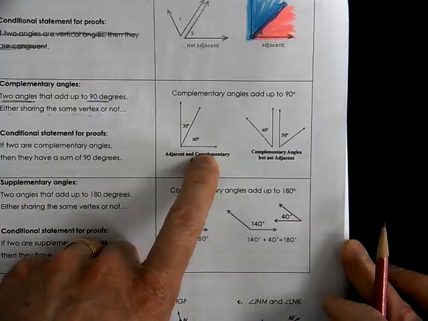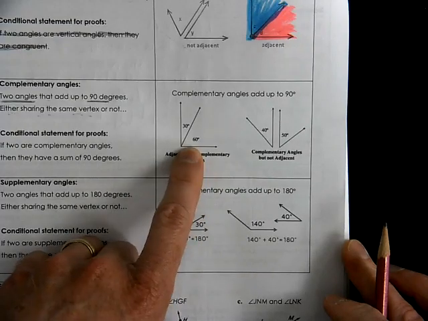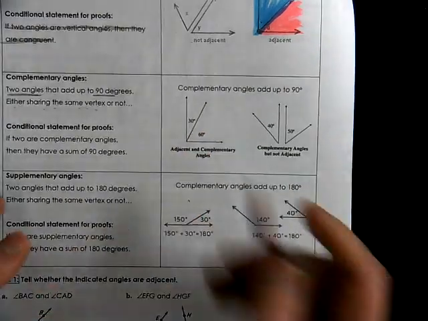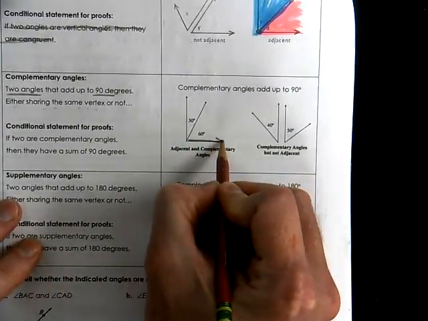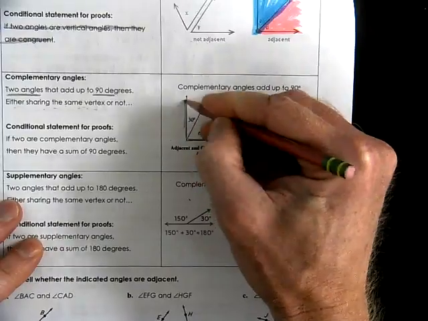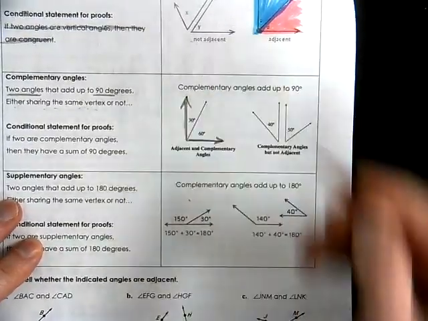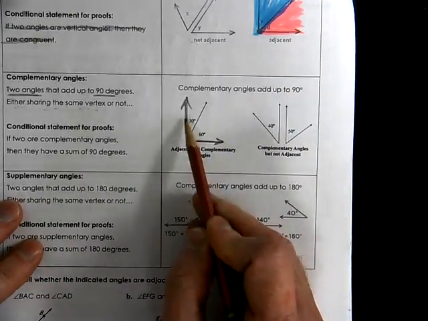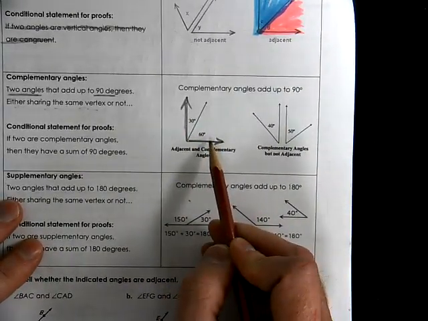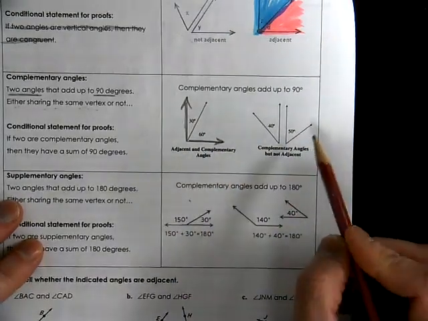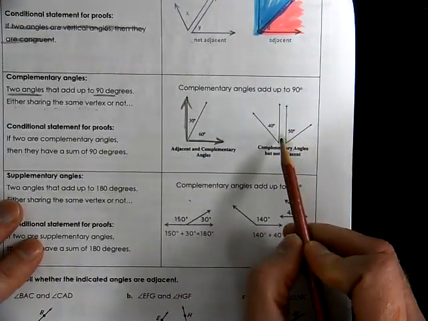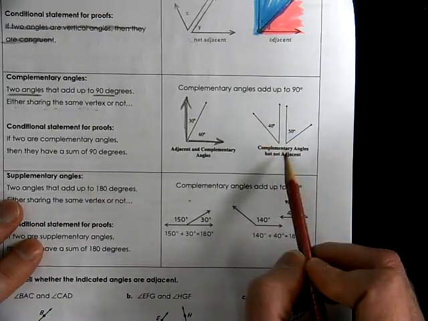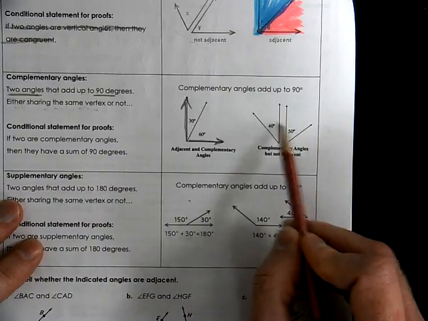So let's see. This is an example of complementary. They're sharing the same vertex. They add up to 90. You could say that these two sides are perpendicular to each other. That adds up to 90. The two sides of the angles are going to be perpendicular to each other. That's another vocab word. Or they don't even have to be adjacent. They don't have to have the same vertex. They don't have to share a side. They're just two angles somewhere that add up to 90 degrees.